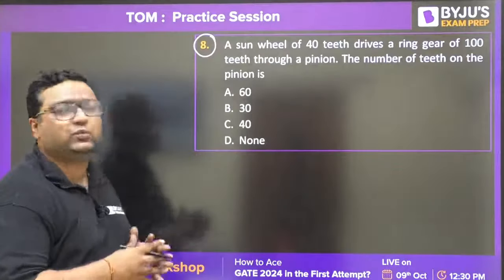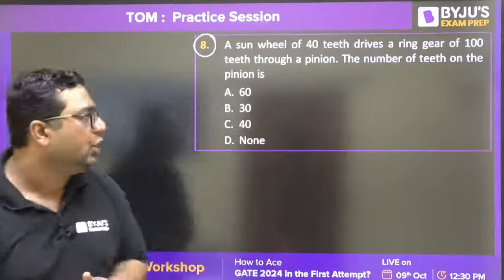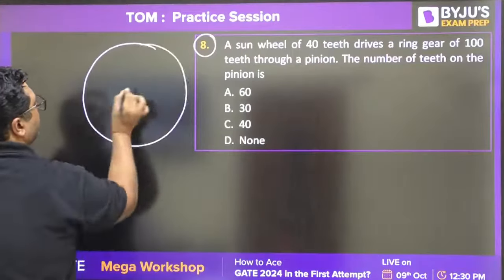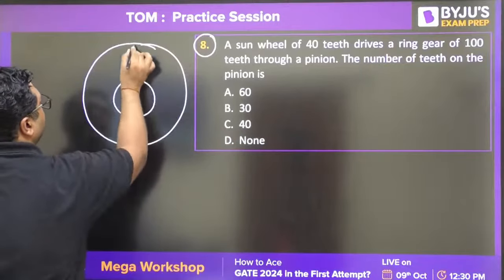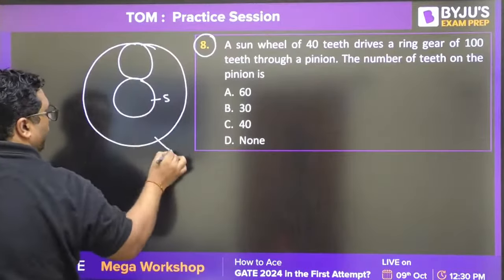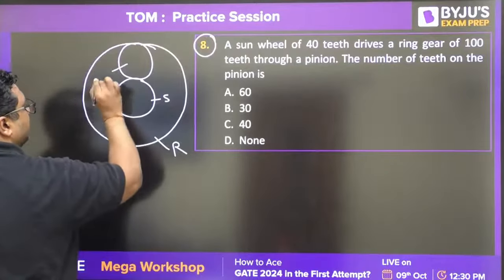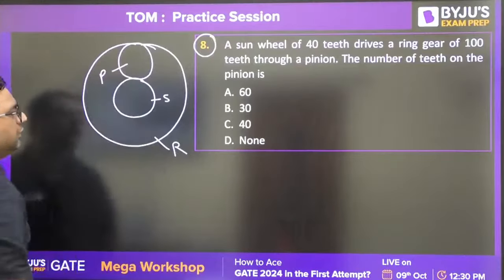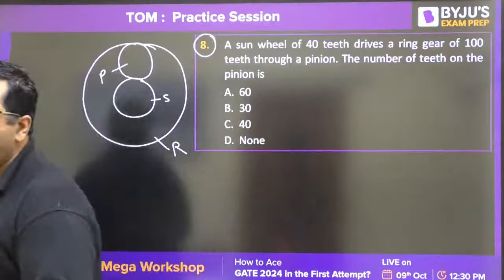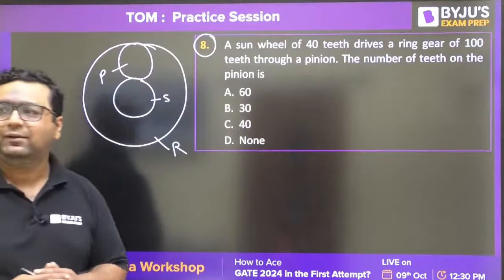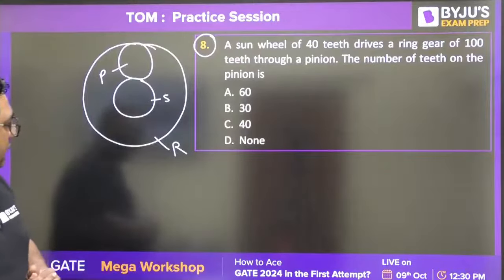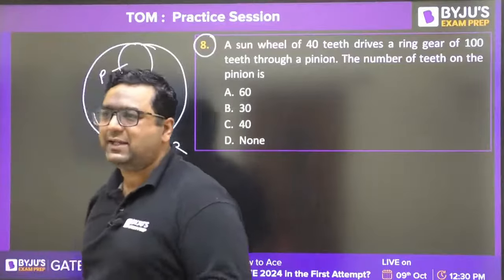Question number 8, guys, once again from the gear trains. You have a ring gear. In a ring gear, there is a sun and there is a pinion. Sun, ring, and this is going to be the pinion. So guys, you need to find out the number of teeth. Very good, warrior. Warrior has given the answer to be B. I feel it is the correct answer.